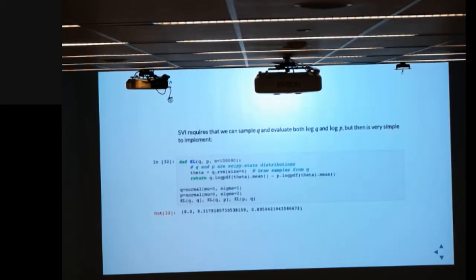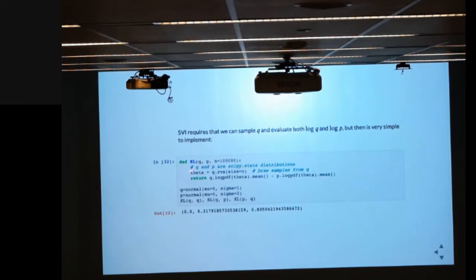Okay, so just to summarize then, doing stochastic variational inference means that we have to be able to sample from Q. So every point in this space here, you need to be able to draw random samples from that corresponding probability density, and you have to be able to evaluate both log Q and log P. But once you've done that, stochastic variational inference is trivial.